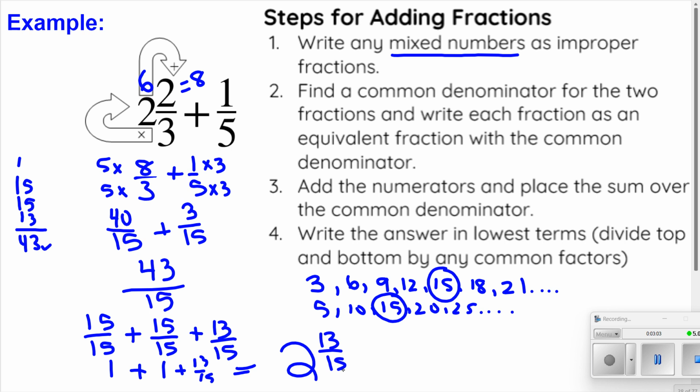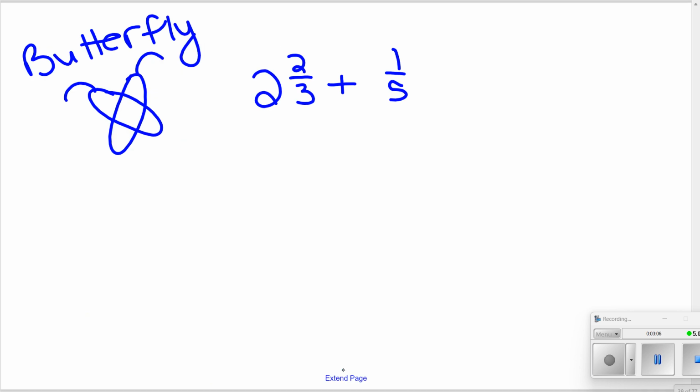I just want to show you guys a little shortcut, which is that butterfly method that we talked about in another video. So step 1 is still the same. Change the mixed number to an improper fraction. So 3 times 2 is 6 plus 2 is 8 out of 3. So I'm at that same starting point as before. Now here comes my butterfly.